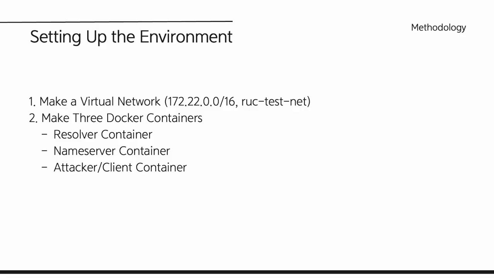Then, we launch 3 Docker containers: a resolver container that returns IP addresses, a name server container that provides the final IPs, and an attacker and client container. All 3 containers are connected to the same virtual network so that they can communicate with each other. Based on this setup, we conduct 3 experiments to reproduce the attacks.